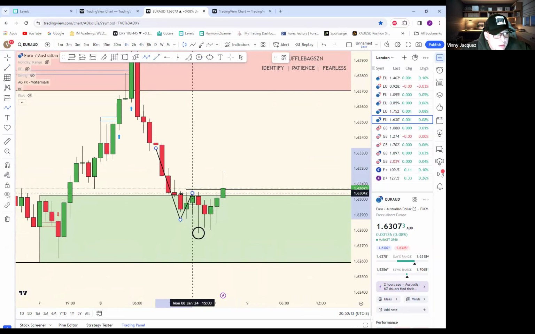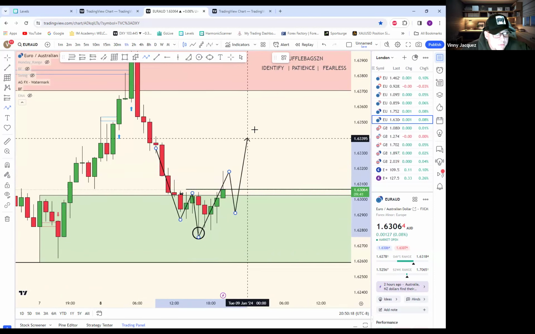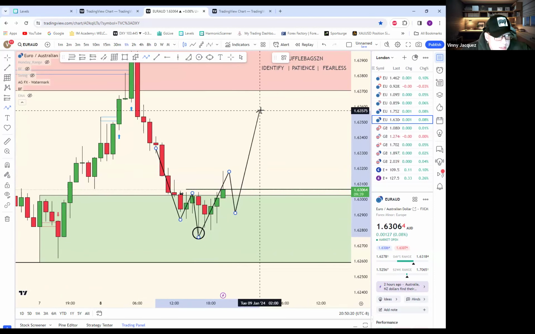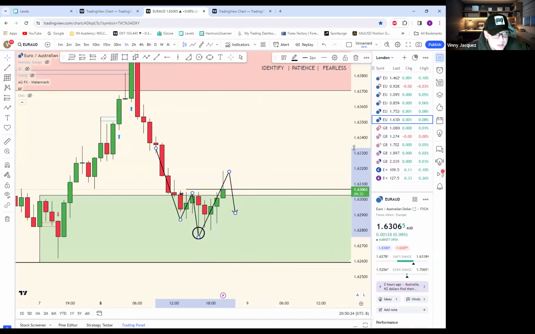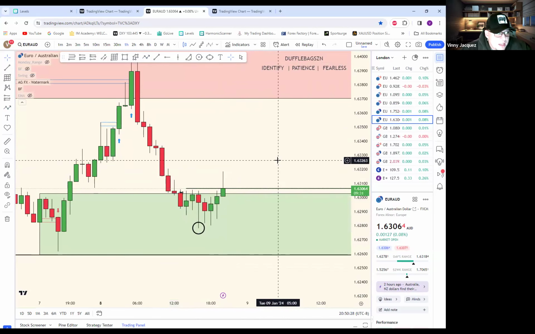Pull back. I just want the market to break above this, and then I'll be happy to look for an opportunity to continue those buys. Does that make sense, guys?